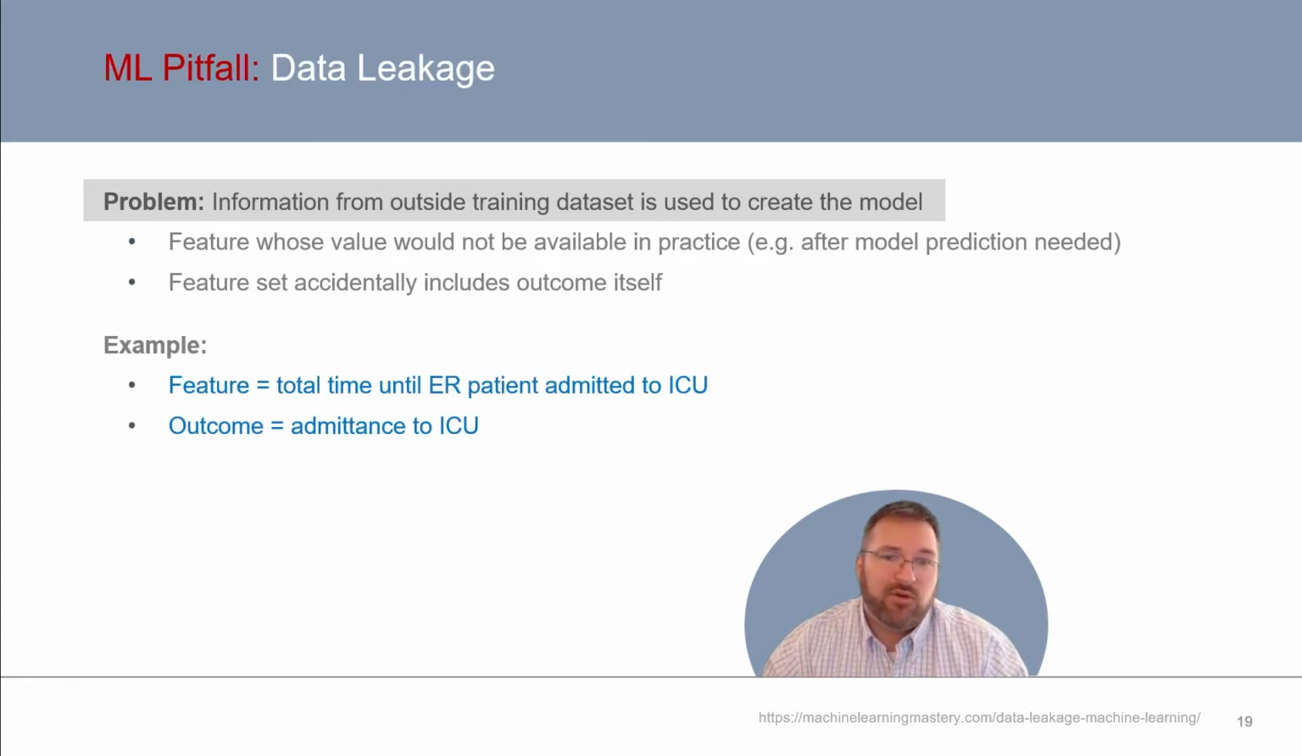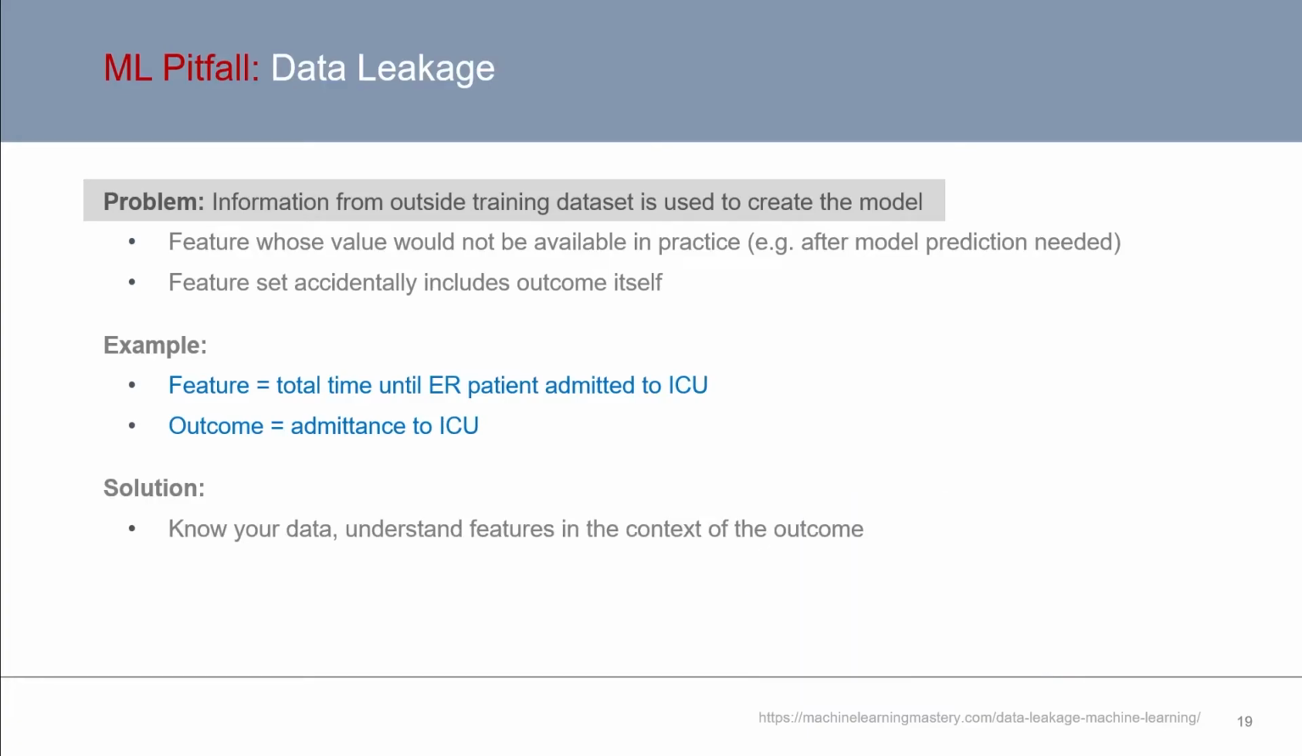So for example, consider a feature that captures the total time until a patient in an emergency room was admitted to an intensive care unit. And in this situation, we're trying to predict whether a patient would be admitted to the ICU. Such a variable would not be available in practice when we're trying to predict whether a patient will be admitted to the ICU, despite it having been collected in the dataset being analyzed.